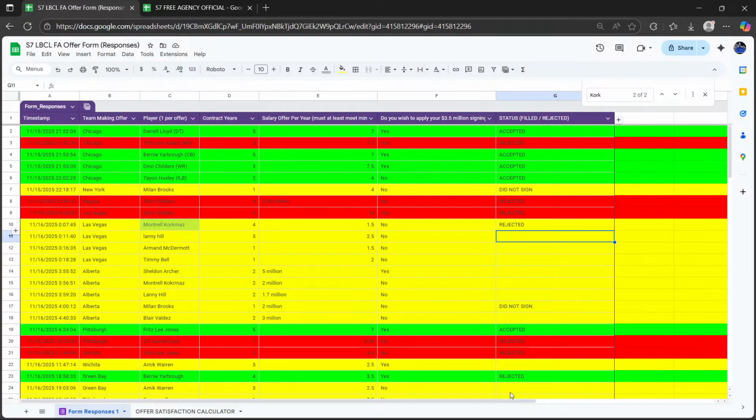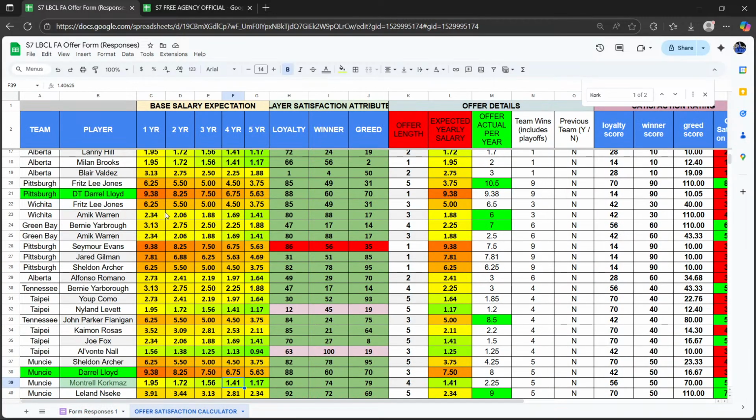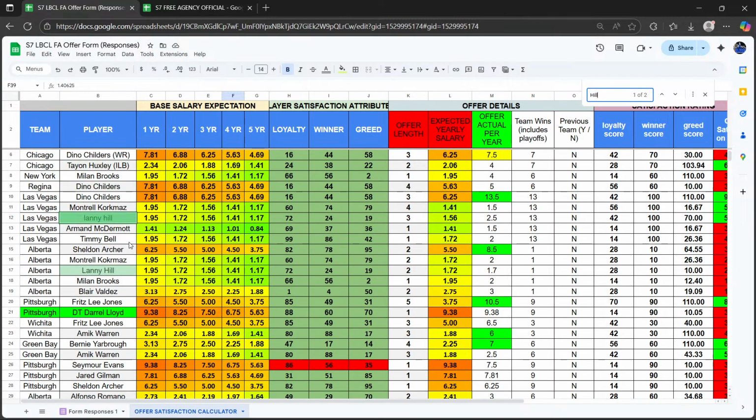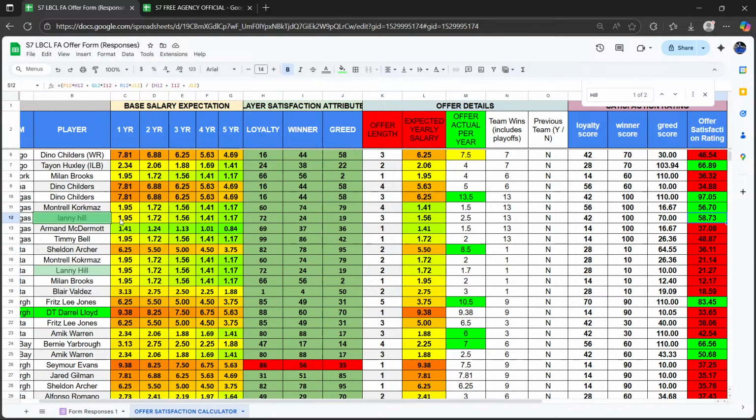All right, next offer is Lanny Hill. There are two for Lanny Hill. The first one, Alberta, sorry, bro. He doesn't like your offers. First of all, he's expecting 1.72 and you offered only 1.7, so the offer's automatically rejected. Yeah, just signing dudes. Me too, man. I feel you with that. This one meets the threshold of 50, so Vegas signs Lanny Hill.